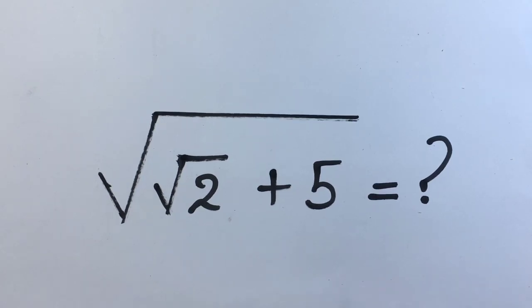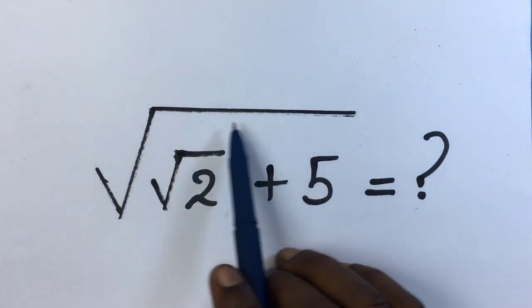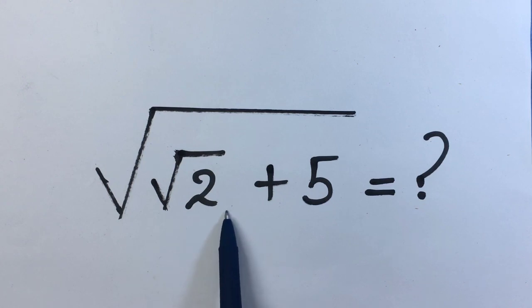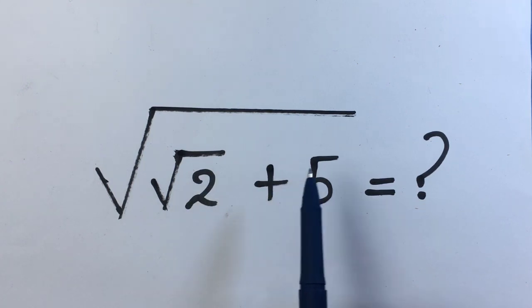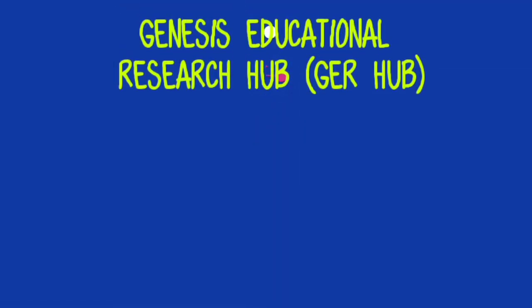In today's video, I'm going to be solving this problem. In other words, I'm going to be taking the square root of a surd of this nature, root 2 plus 5. So what could the answer be? Let's do it.